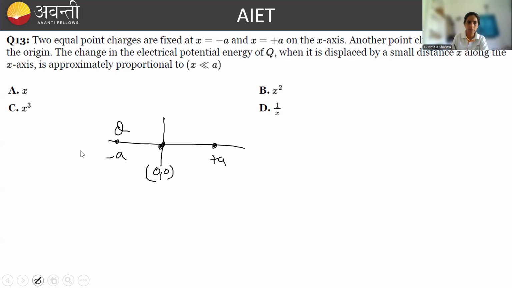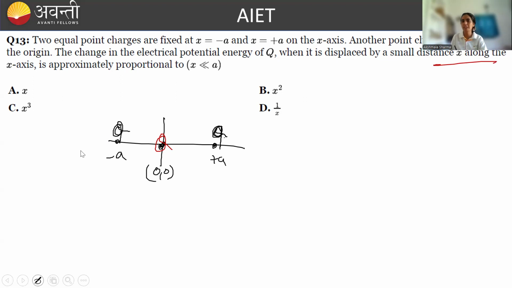So suppose कर लो मैंने q ले लिया। अनदर पॉइंट चार्ज क्यू, चलो इसको स्मॉल क्यू लेते हैं क्योंकि कैपिटल क्यू की बात ऑलरेडी हुई है क्वेश्चन में। Another point charge Q is placed at the origin. The change in electric potential energy of Q when it is displaced by a small distance x along the x-axis.